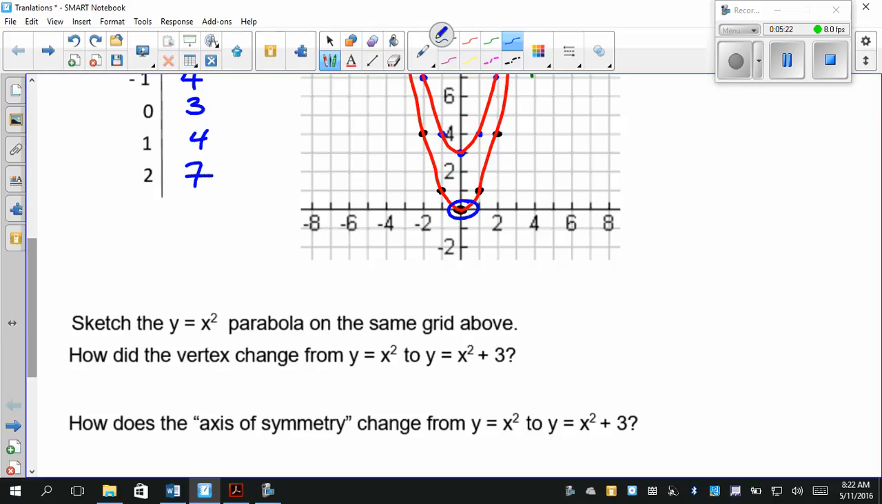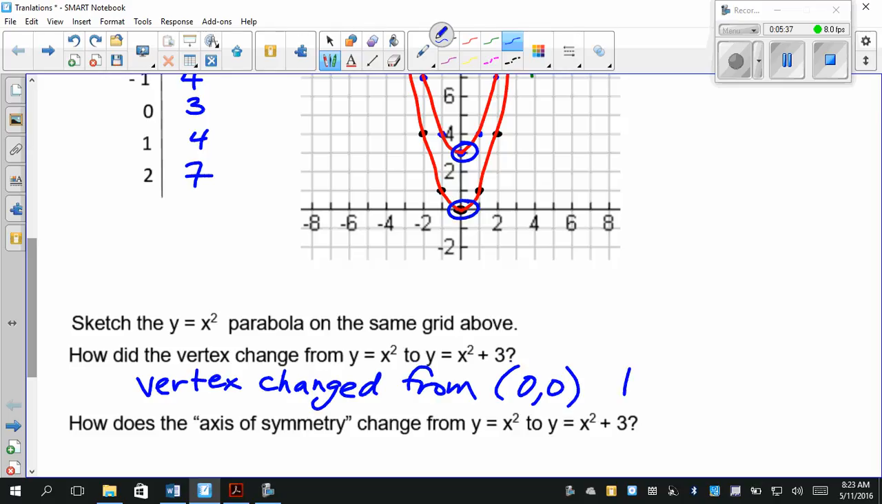So the vertex changed from 0, 0 to, and that coordinate there is 0, 3 in the new parabola, so 0, 3. Okay, and then how does the axis of symmetry change?